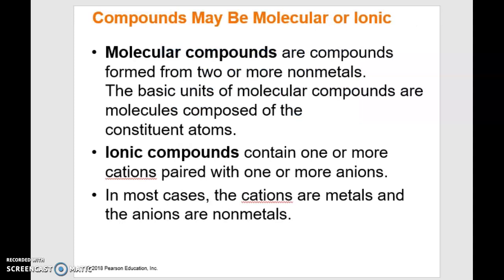So we have to learn how to name molecular compounds, which we will do second, and we have to learn how to name ionic compounds, which we will do first. Molecular compounds are when you have two or more nonmetals put together, and an ionic compound is when you have one cation and one anion. A cation is something that has a positive charge on it, and an anion is something that has a negative charge on it. So you'll have basically one metal and one nonmetal. And I'm going to go over what the charges are in just a little bit.